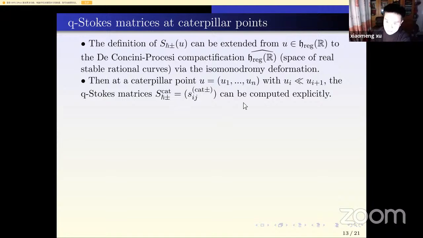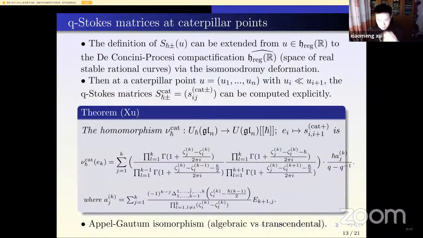Then the corresponding quantum Stokes matrix can be computed explicitly. And the explicit formula is given as follows. Basically here I compute the quantum Stokes matrix at a limiting point, roughly speaking. Then the quantum Stokes matrix S_{i,i+1}, all this algebra isomorphism given by Stokes matrices takes the following form. It maps any generator, for example this generator E_k, to some expression given by gamma functions. Again, this expression is symmetric with respect to all these κ_i. Therefore the coefficient is valued inside U(gl_n)[[ħ]].